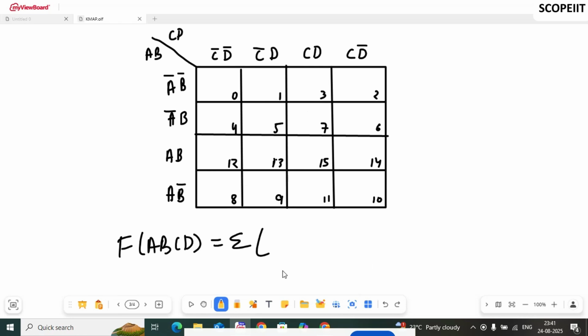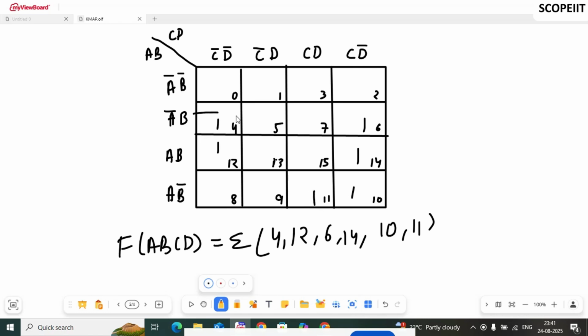For example, if you have ABCD, okay, and numbers you have like for example 4, 12, 6, 14, 10, and 11. Okay, now how to make a pairing for this one? So see 4, 12, then 6, 14, then here you have 10 and 11. Okay, so here you can see we can make this 4 pair. So we'll make this 4, and what about this one? Okay, so now here nothing else is possible. So what we'll do, we'll make this 2 pair.